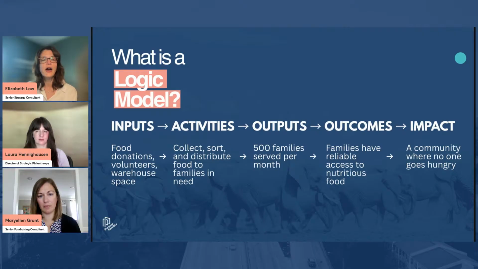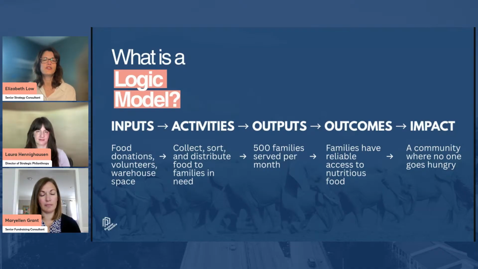The outputs are going to be numbers. These are the direct, countable results of your activities: the number of people served, the number of sessions held, meals distributed. They tell you what you did, but not whether it made a difference. Again, think of these as your numbers, your hard facts. Now, outcomes are the actual changes that result from the work. Changes in knowledge, attitude, behavior, or conditions. This is really the difference between we distributed 5,000 pounds of food and families have reliable access to nutritious food.